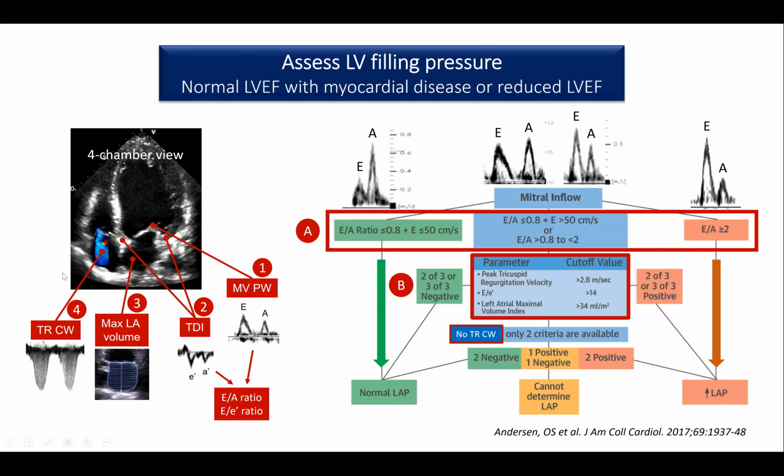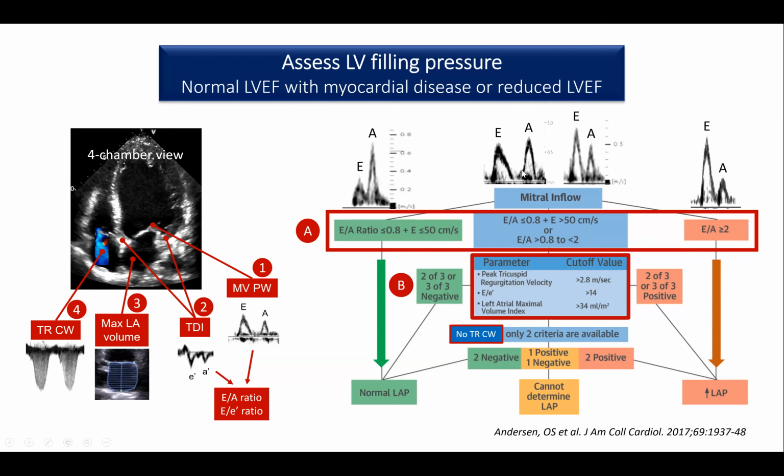So all these, the 2, 3, and 4, are for patients who are here in the intermediate state. When you have an impaired relaxation pattern with the E velocity more than 50 centimeters per second, or when you have E larger than the A but less than 2 meters per second.